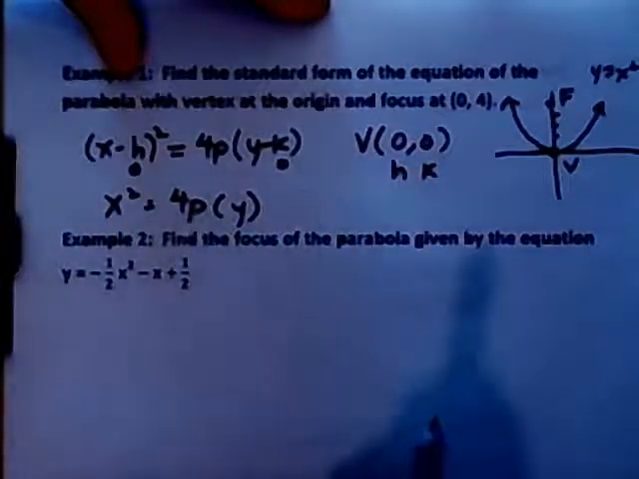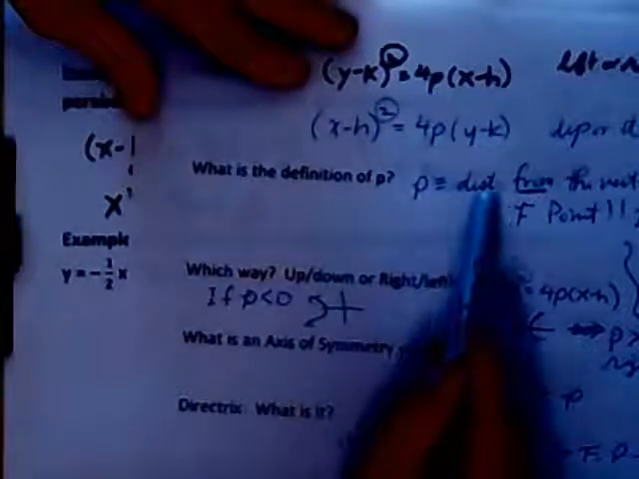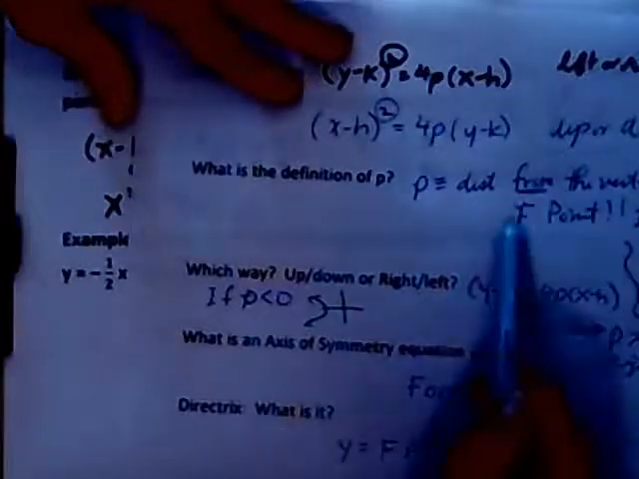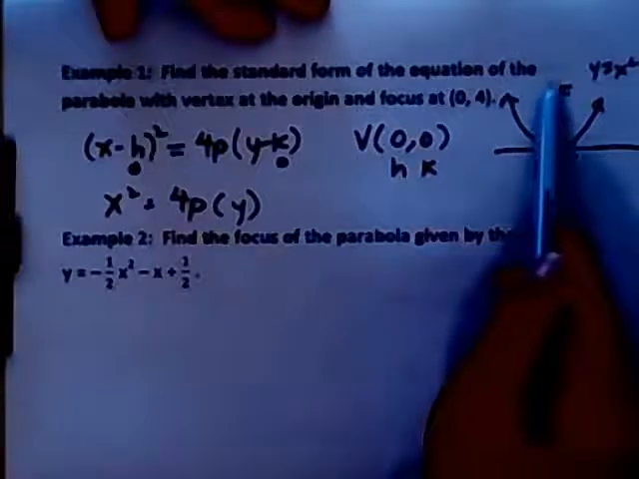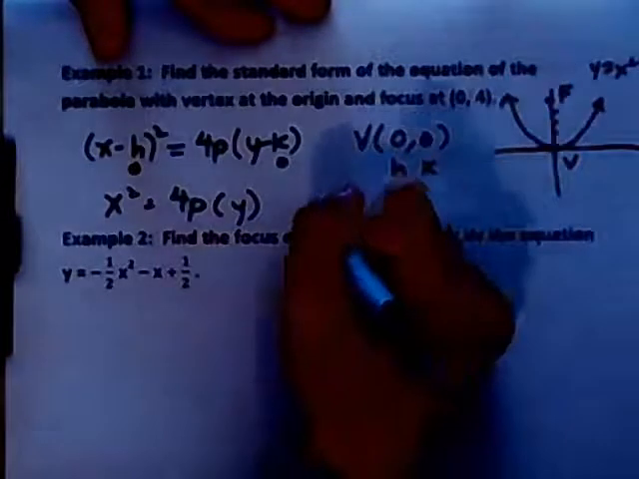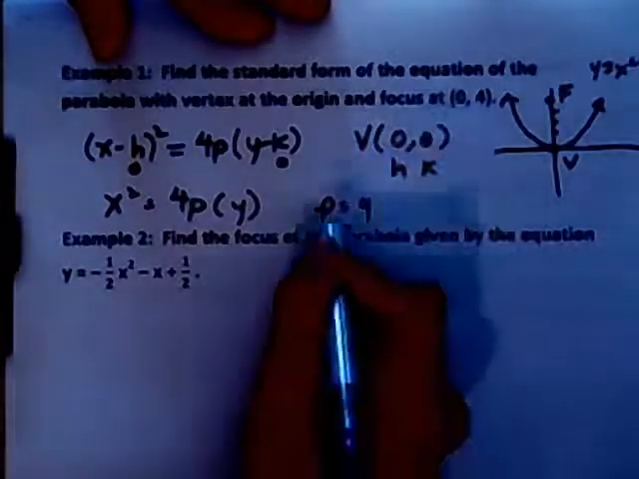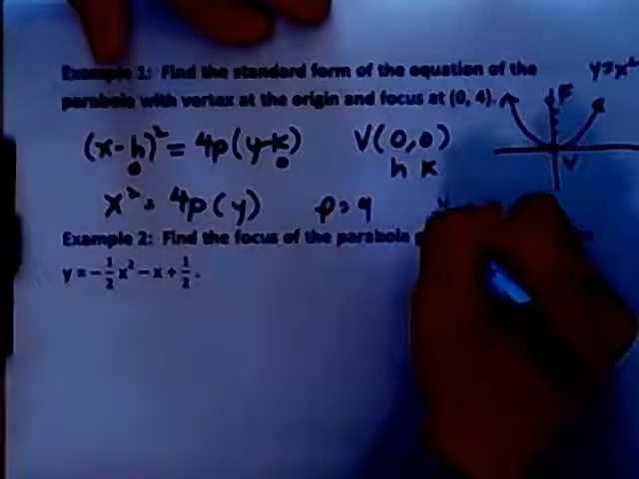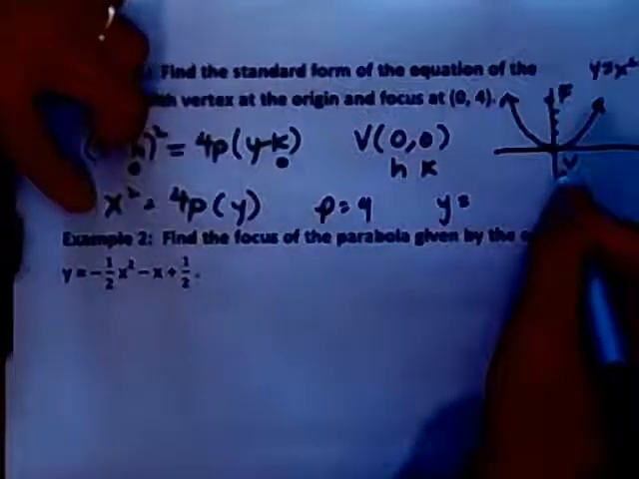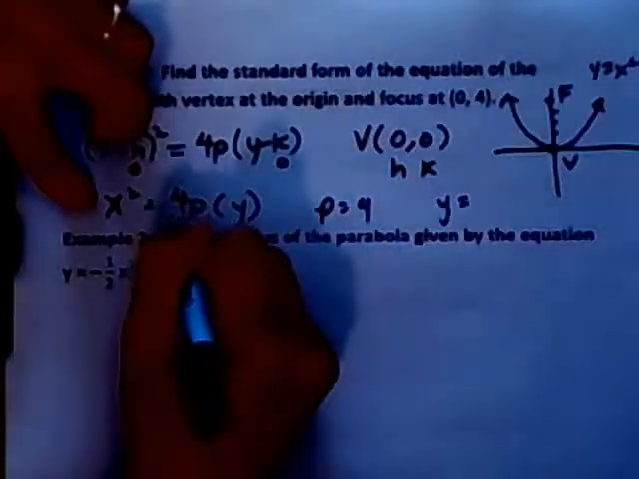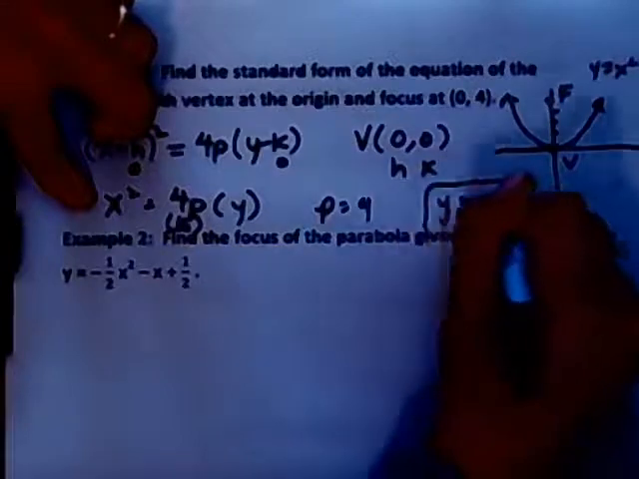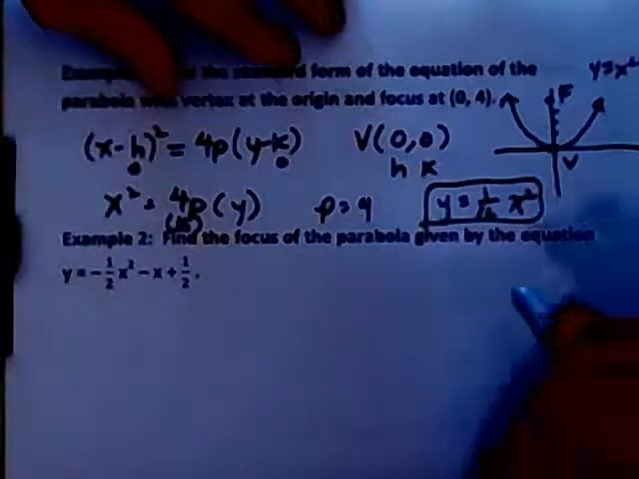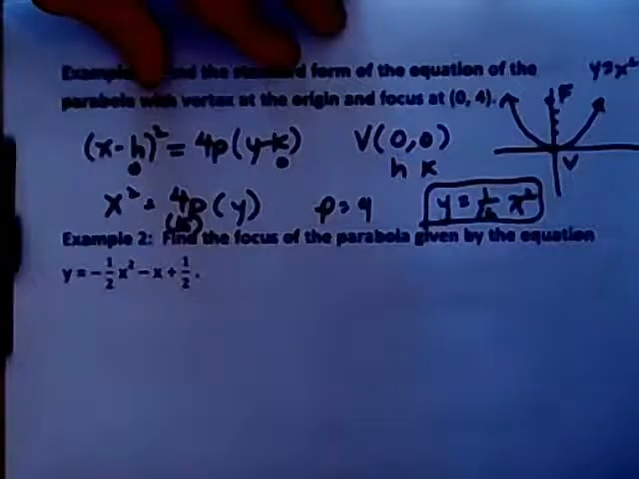We have to figure out what the p-value is. By the definition I said earlier, it's the distance from the vertex to the focal point. So the distance from the vertex to the focal point is plus 4 units. So my p-value is going to be 4. Plug it into the equation. Y is equal to, and I divide it by, that's going to be 16 right over here. Divided by 16, 1 over 16, x squared. There's my equation of the parabola.